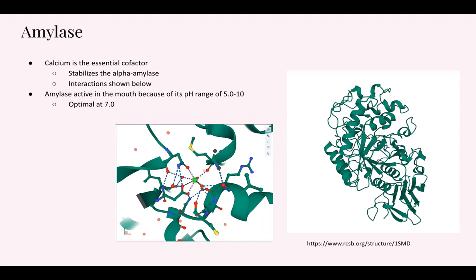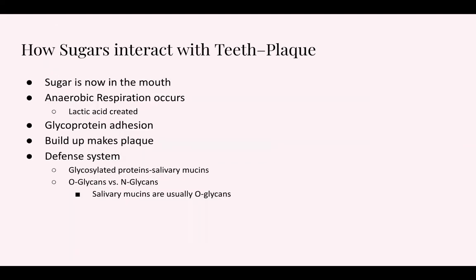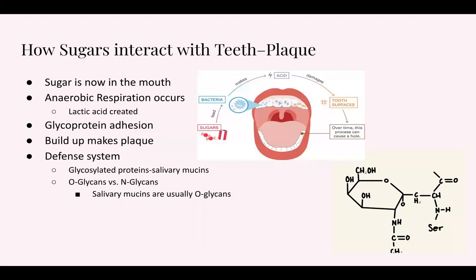Amylase also has a pH range of 5 to 10, and it's optimal at 7, which would explain why it's seen in the mouth, but not the stomach, because the stomach has a very acidic pH, and this would denature amylase. Naturally, there are a lot of bacteria that live in the mouth, so now that the simplest molecules of sugar are present, there's a source of energy for bacteria living in the teeth.